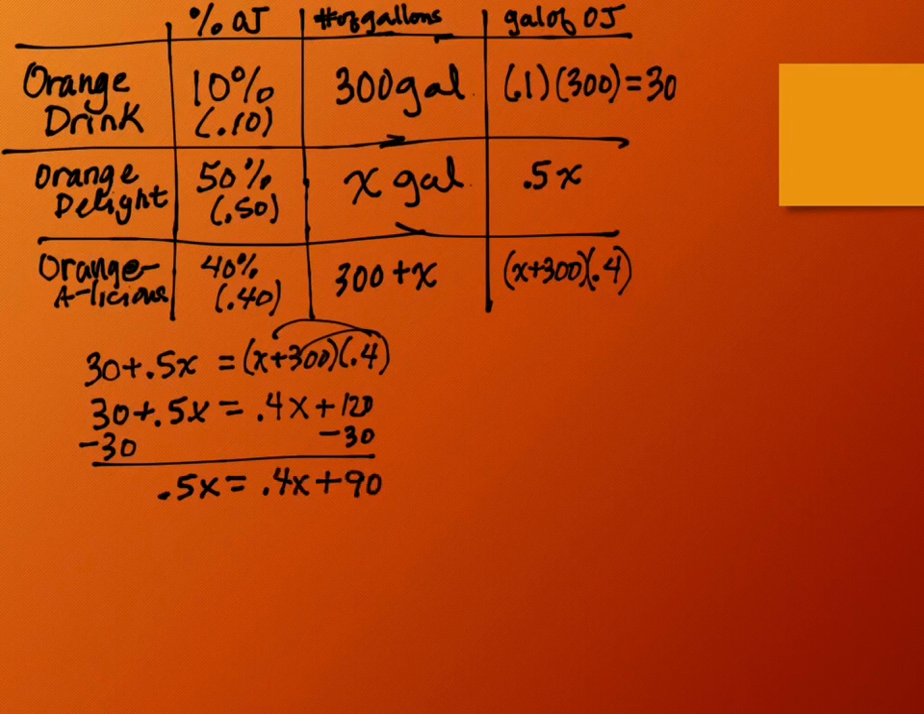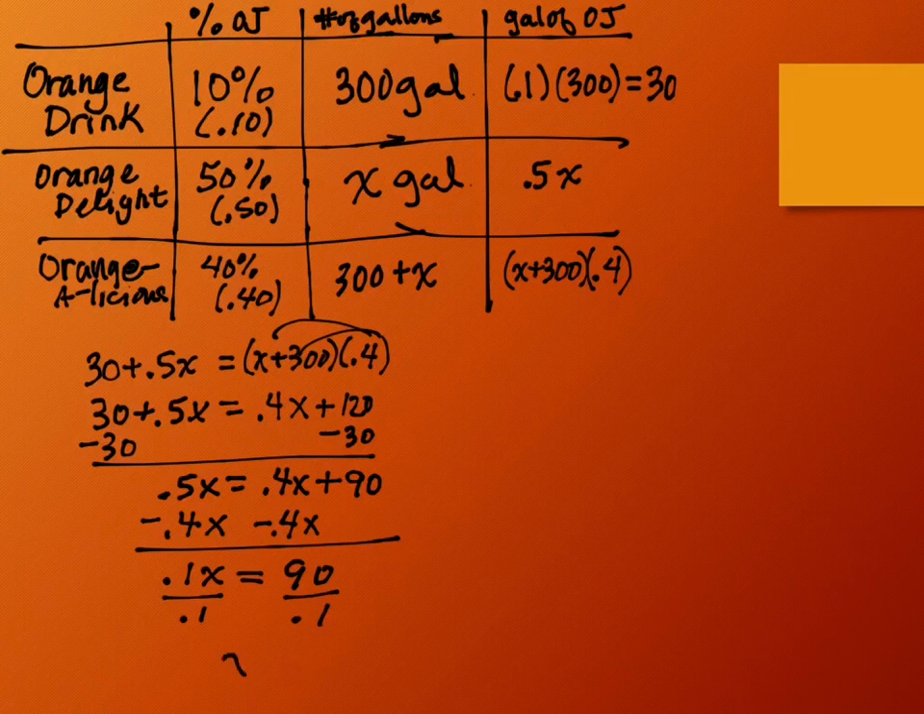Now what? Subtract the 0.4x. Good. What is 0.5x minus 0.4x? 0.1x. And it still equals the 90. Now what? Divide the 90 by 0.1. And so what is 90 divided by 0.1? 900. 900 what? What did we find?